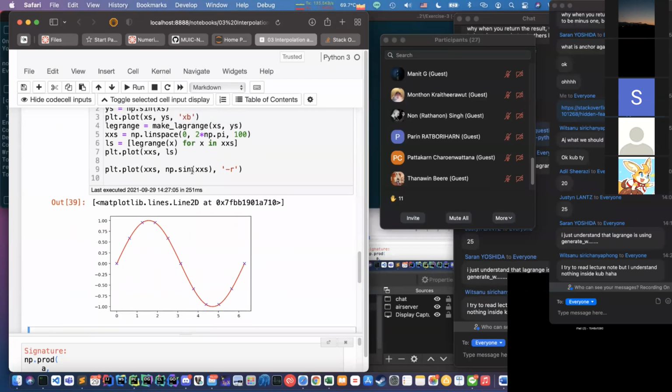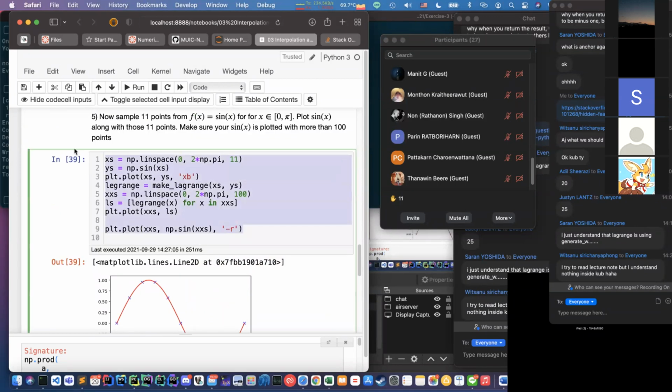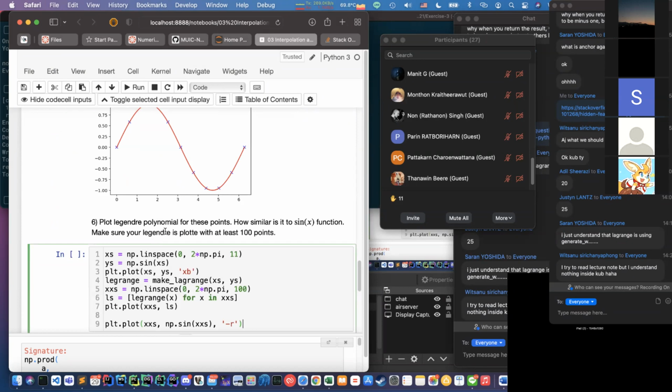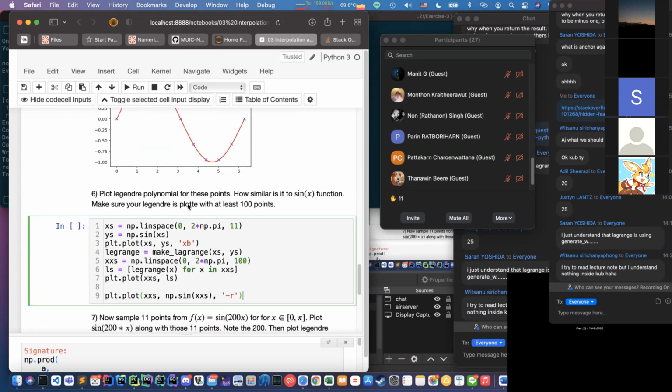But what if you do not have enough samples? Here's what I'm going to show you. What if you do not have enough samples, and the word enough samples has to do with how fast the function is moving. So let me change exactly one thing: sine 100x, and I'm not going to show you Lagrange yet.